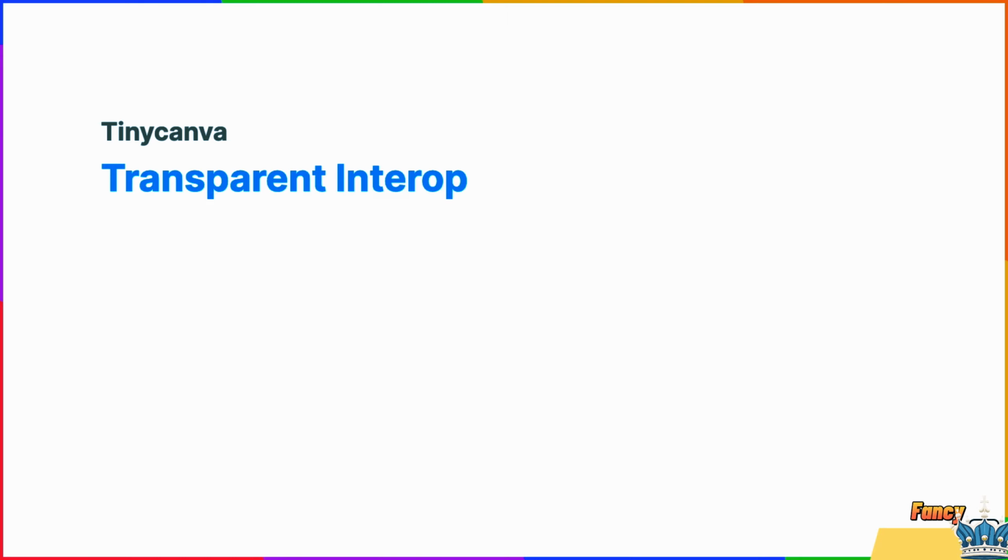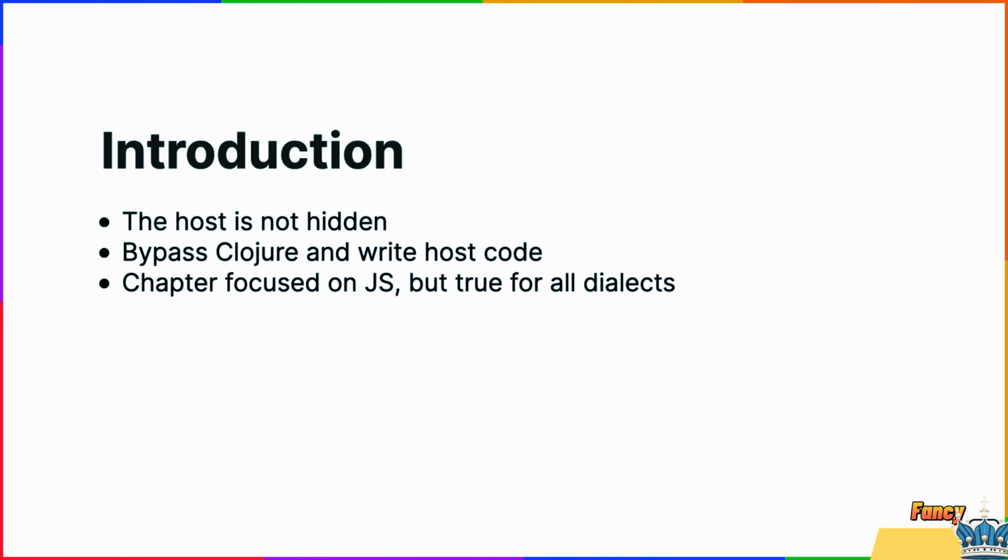Clojure doesn't hide the underlying host from the developer. It lets you bypass Clojure and write code close to the metal. This chapter on Interop is focused on JavaScript as the host language, but most of the concepts will apply to other hosts too. The code examples in this chapter are in the first project.interop namespace.